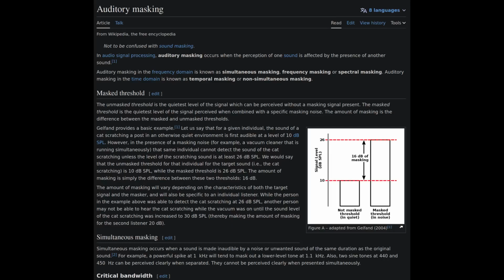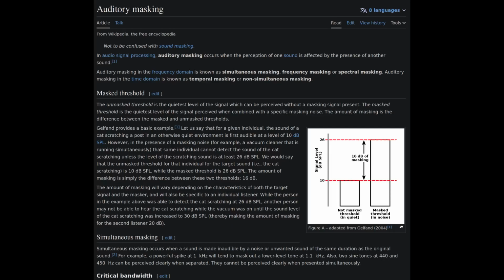If Steven's screaming loud enough, probably not. But George is at the same distance away, whispering at exactly the same volume as before. Why can you not hear George? The answer is auditory masking.